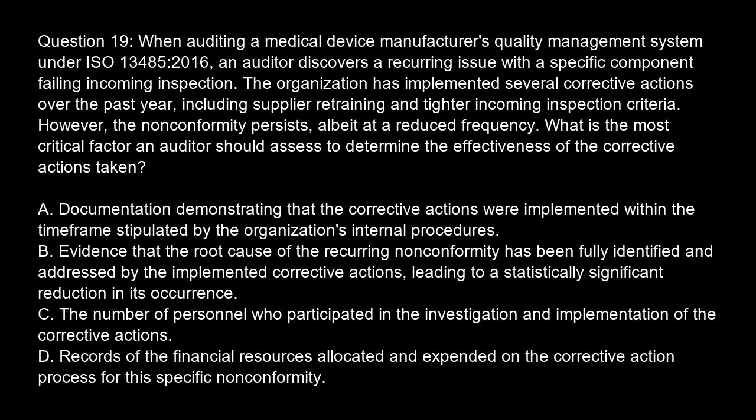Option A. Documentation demonstrating that the corrective actions were implemented within the timeframe stipulated by the organization's internal procedures. Option B. Evidence that the root cause of the recurring nonconformity has been fully identified and addressed by the implemented corrective actions, leading to a statistically significant reduction in its occurrence. Option C. The number of personnel who participated in the investigation and implementation of the corrective actions. Option D. Records of the financial resources allocated and expended on the corrective action process for this specific nonconformity.